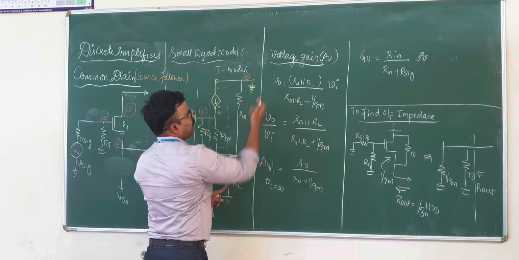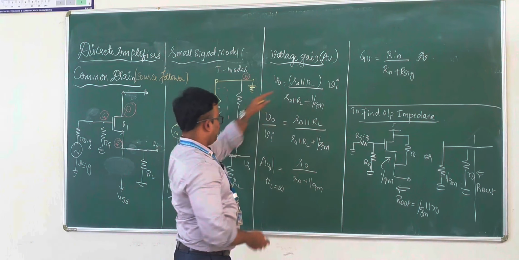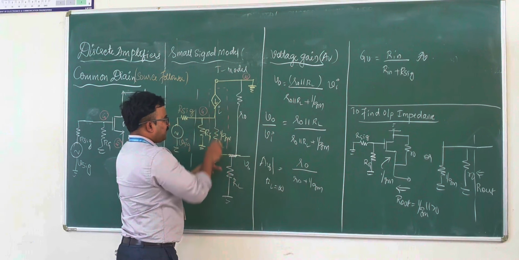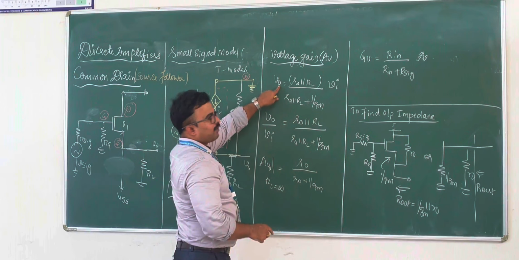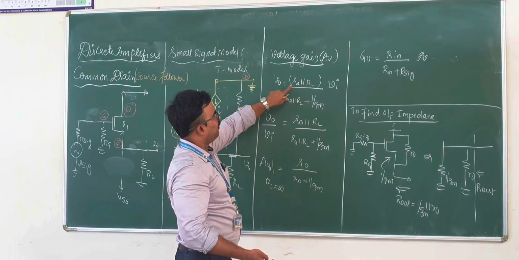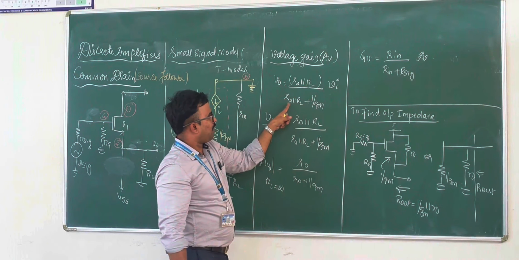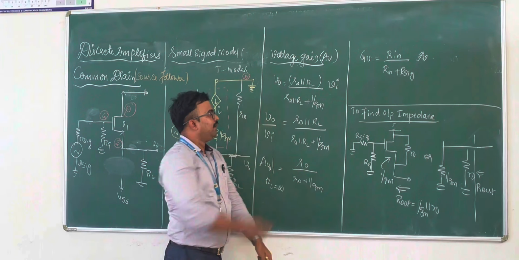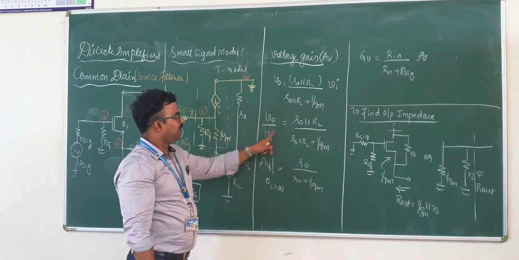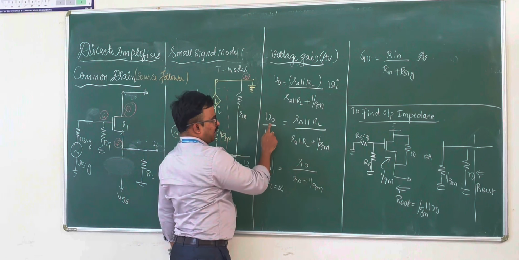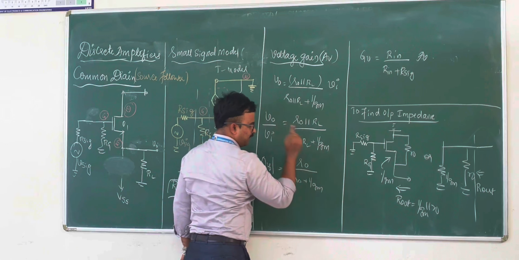So therefore the output is a voltage divider. The output is a voltage divider between this R0 parallel RL resistor and the 1 by gm resistor. So our Vout can be written by making use of the voltage divider rule: R0 parallel RL into Vi, divided by R0 parallel RL plus 1 by gm. Taking Vi to the left-hand side, I can simplify this equation. Vout by Vi is nothing but R0 parallel RL divided by R0 parallel RL plus 1 by gm.